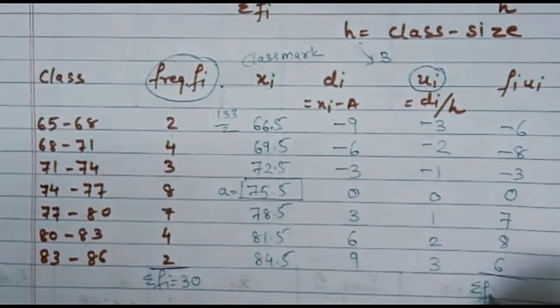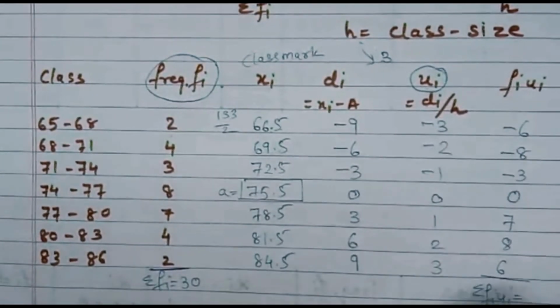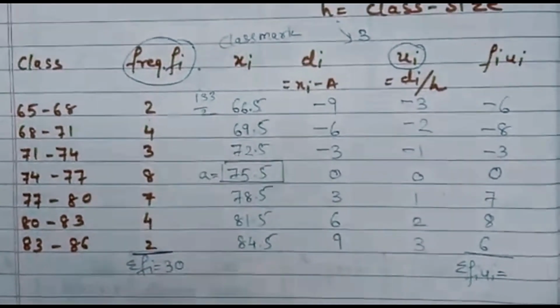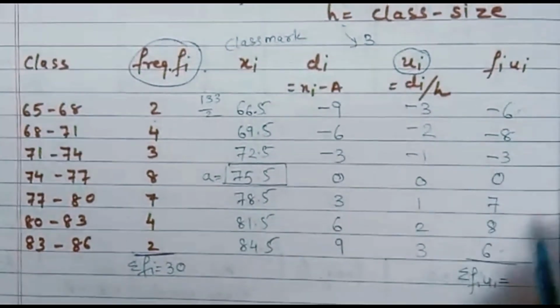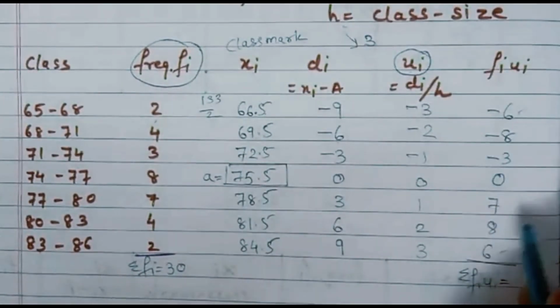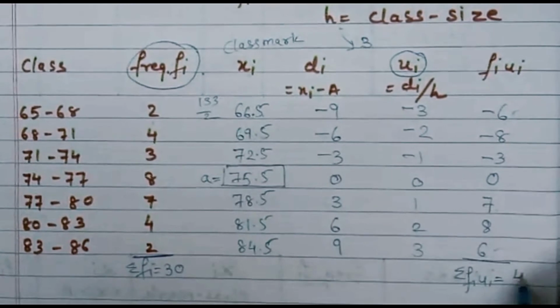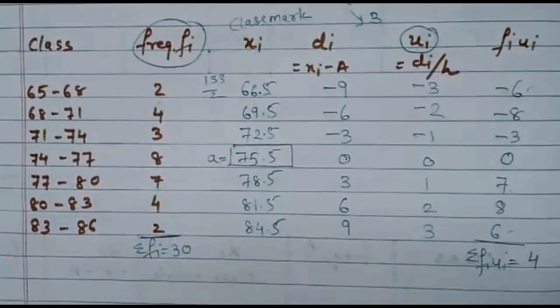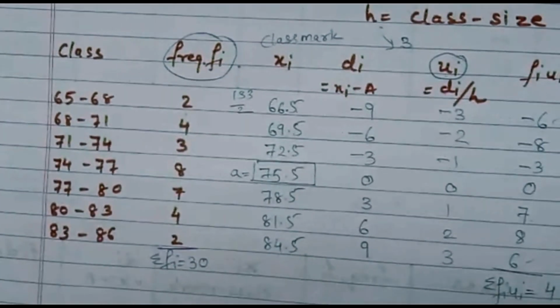Finally, it will be the addition sigma fiui. 6 and 6 will get cancelled, and 8 and 8 will be cancelled. 7 minus 3 will be 4. Right? So the final answer of sigma fiui is equal to 4.